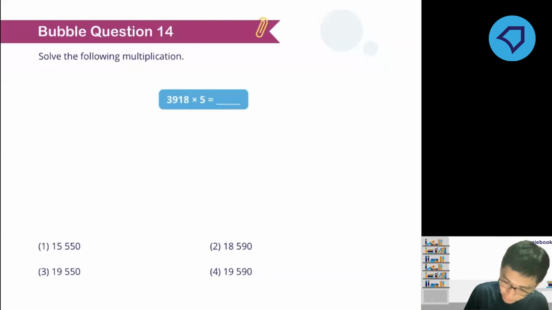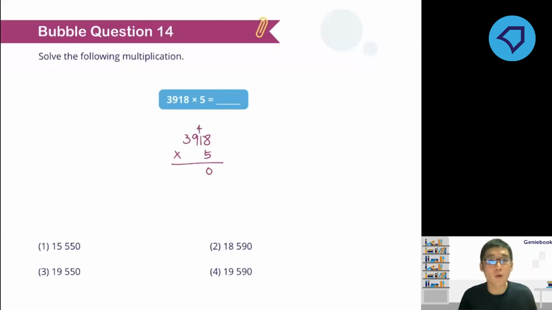So here, very quick one: 3,918 times 5. 8 times 5 is 40. Bring up the 4. 1 times 5 is 5. 5 plus 4 is 9. Then 9 times 5 is 45. So put a 5 here. Bring up the 4 here. And finally, 3 times 5 is 15. 15 plus 4 is 19. So the answer is 19590.